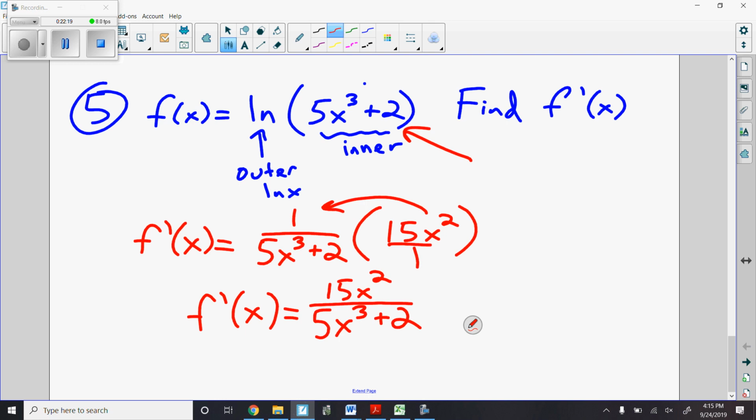Now, you may be really quick to simplify that 15 and that 5, but you can't do it because of the 2. You may be quick to simplify the x squared and the x cubed, but you can't because there's no x term in that plus 2. So that's as simplified as we can make it. And we'll box that as our final answer.